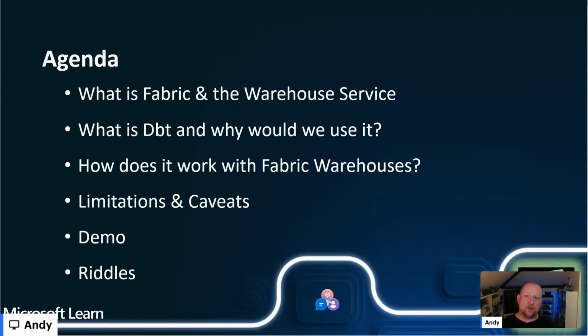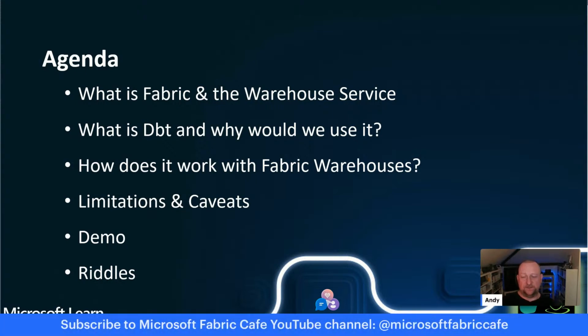And we'll look at some limitations and caveats. I want to cover some of the real world about what you can't do and what you're going to have to look out for if you wanted to use a tool like DBT with the Fabric Warehouse service. We'll go through a demo, and we've got some riddles as well. We've got about 3 riddles at the end that we can go through. So you're going to need to pay attention.